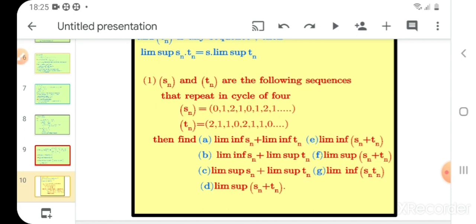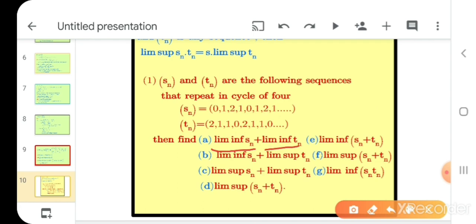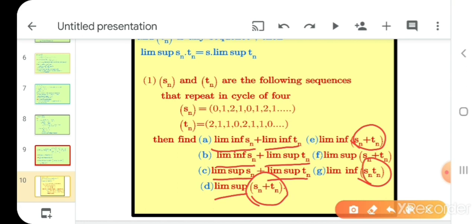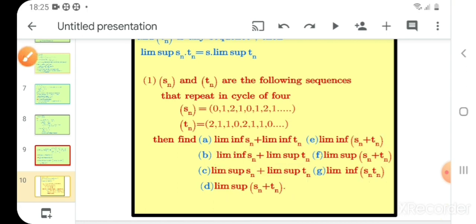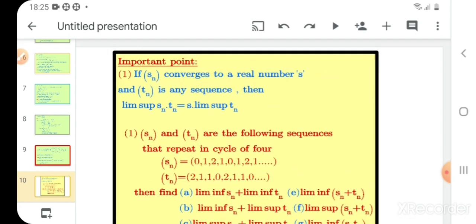Then find what we have to find here. A, B, C, D, E, F, G, 7 points. First one is limit infimum of Sn plus limit infimum of Tn. Similarly, limit infimum of Sn plus limit supremum of Tn. Next, limit supremum of Sn plus limit supremum of Tn. Next, limit supremum of Sn plus Tn. Next, limit infimum of Sn plus Tn. Limit supremum of Sn into Tn, limit infimum of Sn into Tn. These are the 7 problems. First I write the values of Sn and Tn.